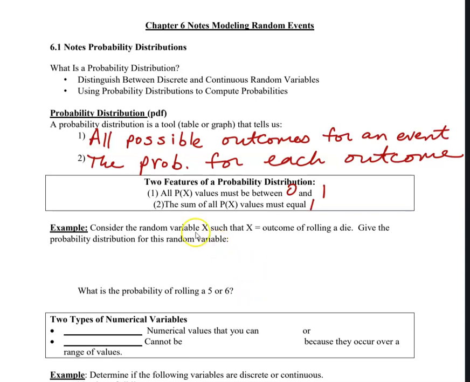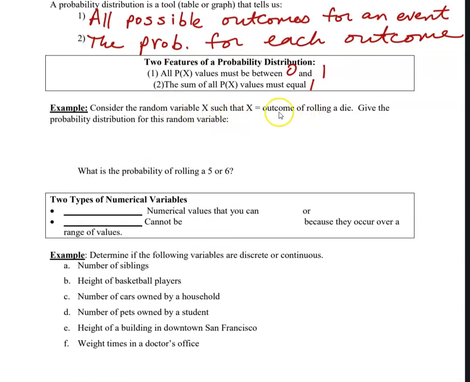Consider the random variable x such that x is the outcome of rolling a die. So we're going to look at the situation where we're rolling a die, and we want to create the probability distribution for this random variable. This is what we call a discrete variable because there's 6 outcomes that we can count: 1, 2, 3, 4, 5, or 6. There's no in between. It's just those 6 different outcomes.